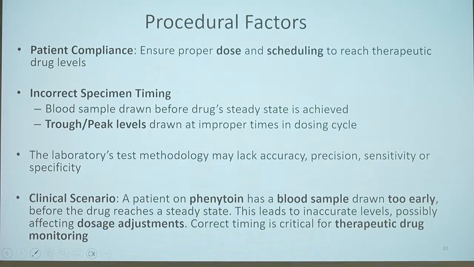So, of course, wrong tubes or mishandling of the specimen will skew your results. I mentioned the collection tube. It is a red top. That red top tube has no additives, no anticoagulants. And so you're going to measure the TDM drugs after steady state, in the trough, to get the minimum effective concentration of the drug.